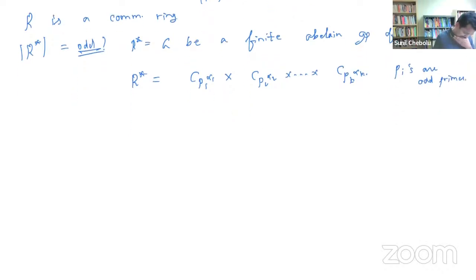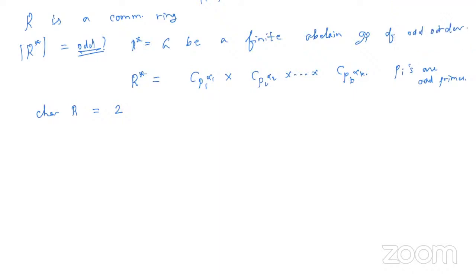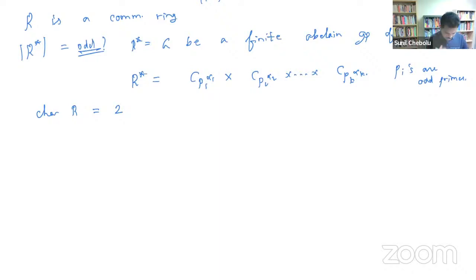Now I first begin with the observation that the characteristic of the ring R has to be equal to 2. Why should the characteristic of R be 2? Because the characteristic is the minimum number of ones you add to get 0. Yes, correct. So the characteristic of R is the smallest number of ones you should add to get 0. If there is no such number, then the characteristic is 0. So why does the characteristic of R have to be 2?